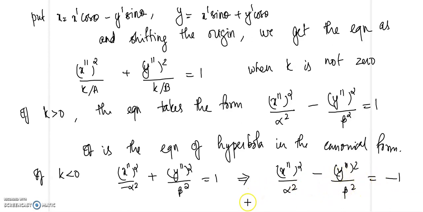So here we are having a conjugate hyperbola. These two equations will be forming a conjugate hyperbola. So it is also the canonical form of hyperbola.